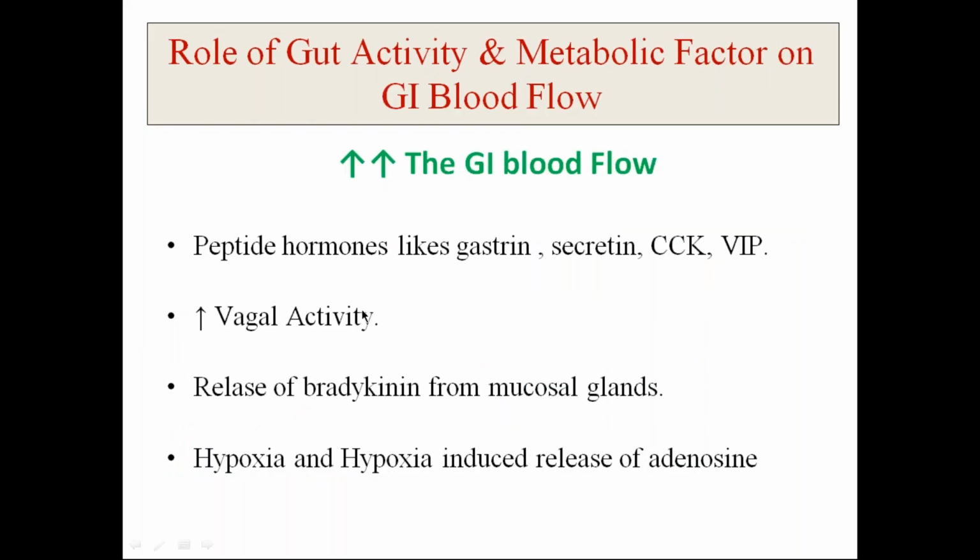So these are the various hormones which increase the blood flow. These I will be dealing with when I am dealing with individual hormones. Increased vagal activity, I have already told you, causes an increase in the blood flow because of the increase in the glandular activity. Bradykinin is a vasodilator, so it again leads to increase in GI blood flow. If there is a deficiency of oxygen, which leads to release of adenosine, it again is a vasodilator.